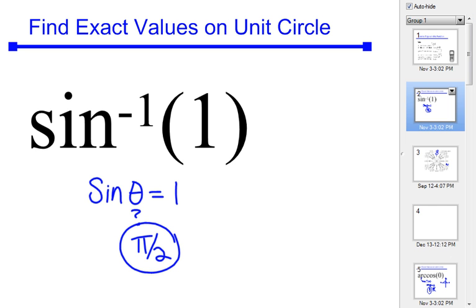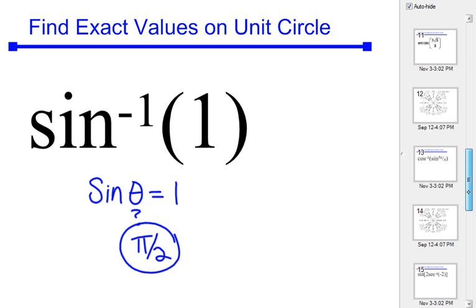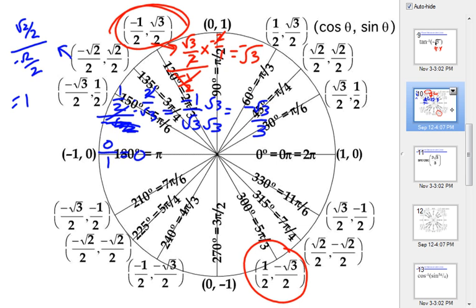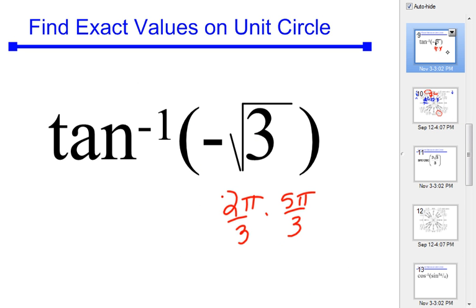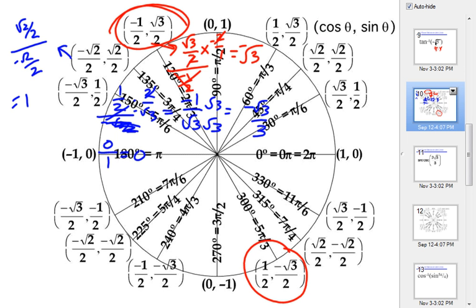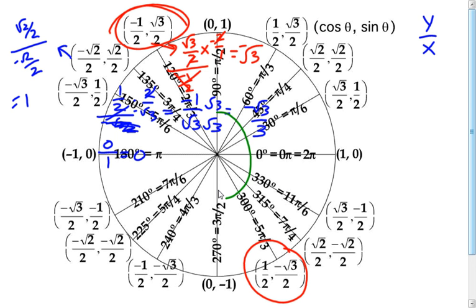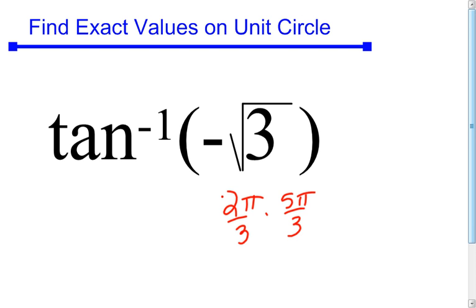So back to our problem here. I am looking for tangent at negative root 3. My two spots were 2 pi over 3 and 5 pi over 3. Tangent is restricted to negative pi over 2 to positive pi over 2. So tangent is over here, which means that this answer will count at 5 pi over 3. This answer over here is not in the restricted interval, and so it will not count. So I have to cross the 2 pi over 3 out, and 5 pi over 3 can stay.